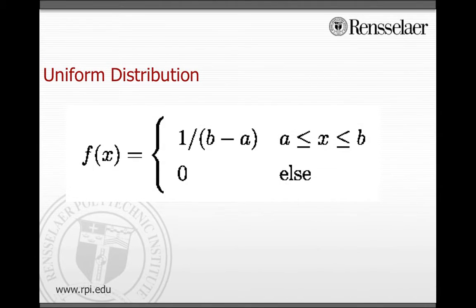The last distribution we'll look at in this video is the uniform distribution, where the PDF of the random variable is represented by this equation. For any value between a and b, the value of the random variable x is the same, 1 over b minus a. This distribution is deceptively simple and can often be overlooked in a problem statement.